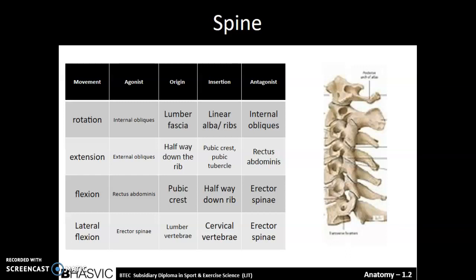When doing a serve in a tennis match, your spine will be extending up to get the most power and hit the ball as high as possible.